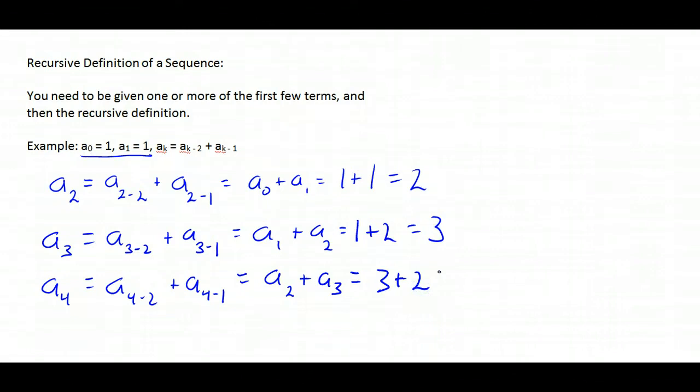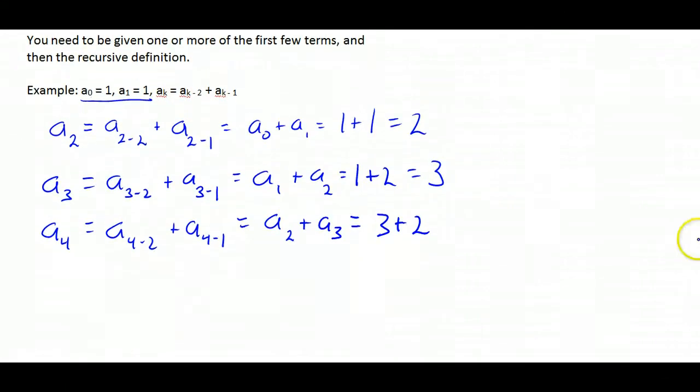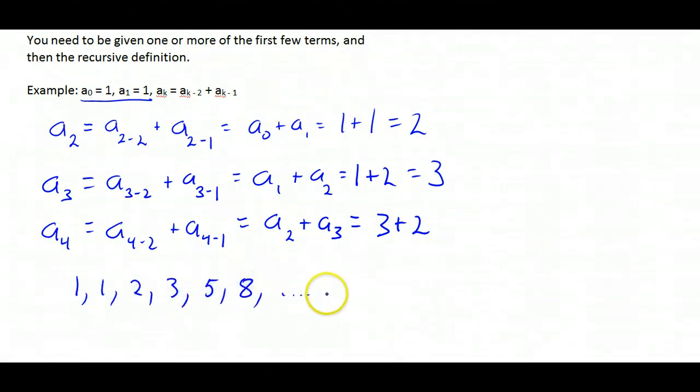Do you see the pattern here? What this is telling us is every term in the sequence you get by adding the previous two terms. And this is a real famous sequence. It's called the Fibonacci sequence. So it goes 1, 1, 2, 3, 5, 8, and so on. And it pops up in nature all over the place, and we'll probably talk about it more in class later.